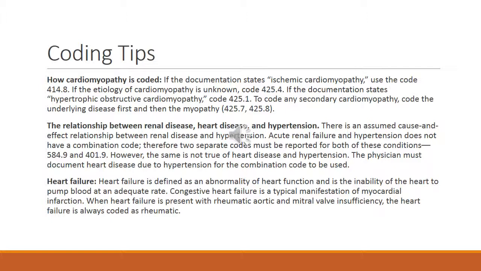Now, the relationship between renal disease, heart disease, and hypertension. There is an assumed cause and effect relationship between renal disease and hypertension. Acute renal failure and hypertension does not have a combination code. Therefore, two separate codes must be reported for both of these conditions, 584.9 and 401.9. However, the same is not true of heart disease and hypertension. The physician must document heart disease due to hypertension for the combination code to be used.